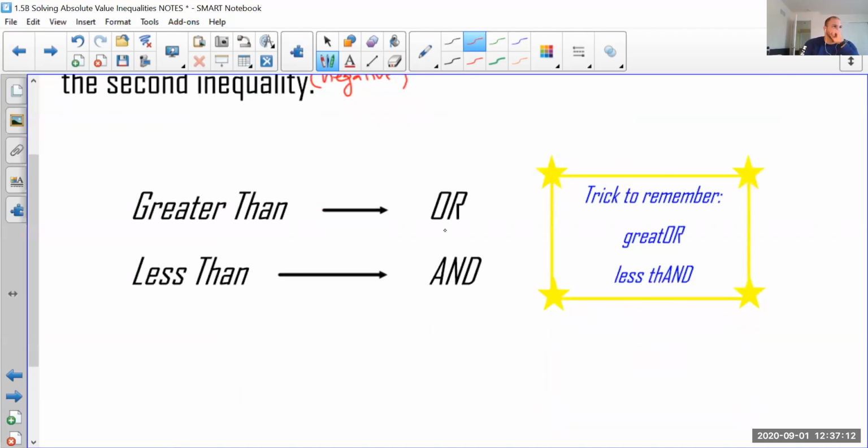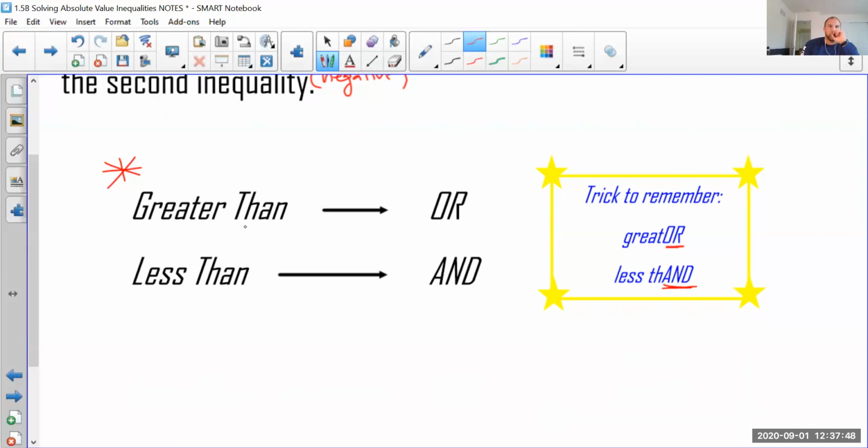This is why I told you a little trick. I don't care how you memorize it, but this trick might be helpful. If it's greater than, it's always an or problem. If it's less than, it's always an and problem. The little trick here: if you think of "great-or," it's an or problem. Less than, it's an and problem. So if you say it in your head, "great-or, less than," it can help you remember which one is which.